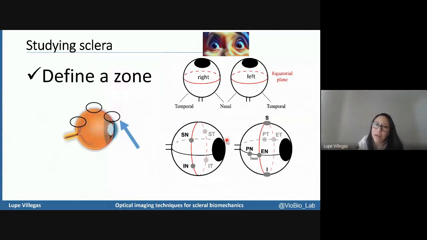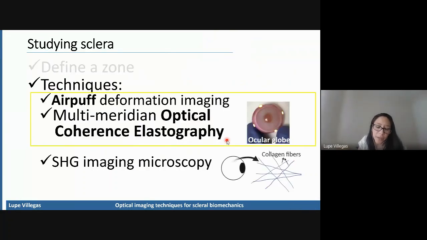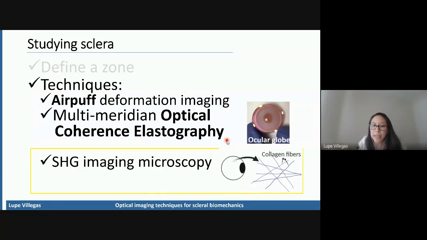So how do we study the sclera? We define zones, and we separate them into temporal, nasal, and superior. So we focus on a specific zone because of the variations. We also study animal models. And to do that, I am going to present three different techniques that we are using. The first two techniques are used to get a response of the total ocular globe. And in the third technique, we are going to see inside the sclera.